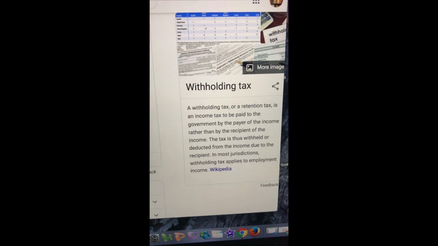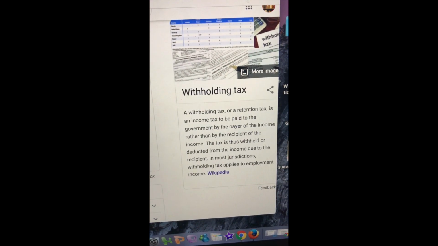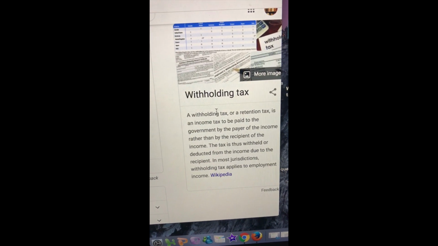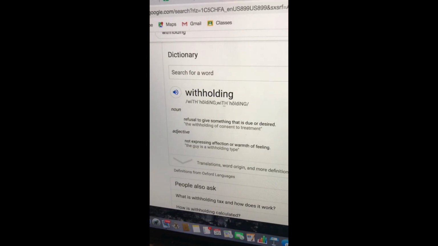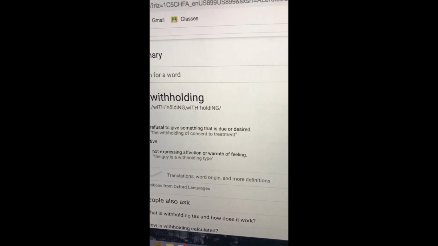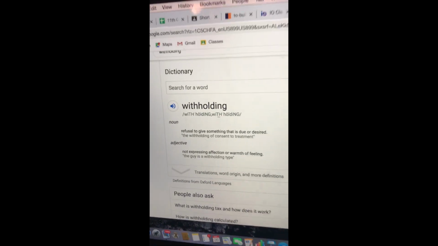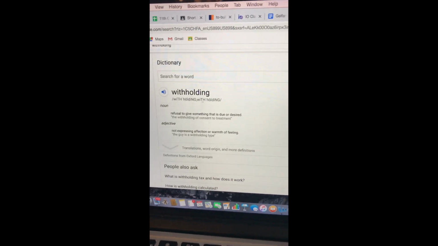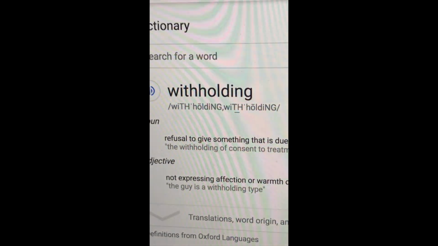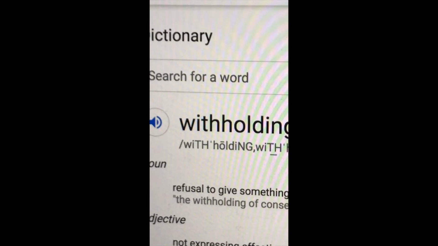Please don't get confused with withholding tax. That is a whole other thing that you shouldn't have to worry about until you're older. We're talking about withholding, okay? Withholding is basically not giving information that is needed. It's like if I ask you guys a question and I'm just standing there with an annoying smile on my face and you're like, Miss Gelfars, give us the answer. And I'm like, no, because you have to figure it out on your own.